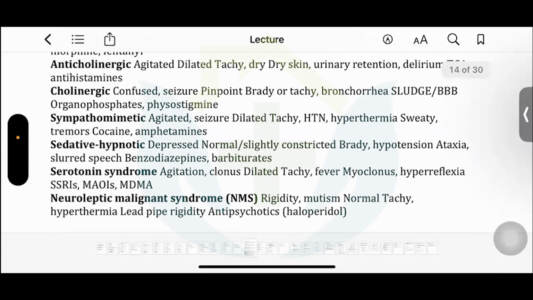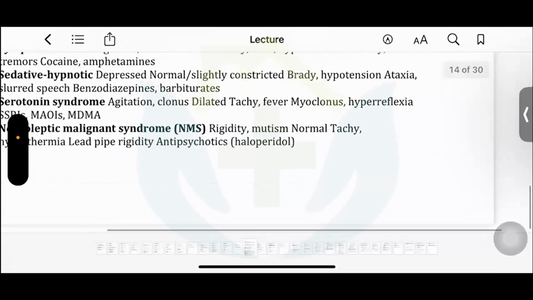The overlap is with neuroleptic malignant syndrome, which also presents similarly with rigidity, a silent mute patient with normal sized pupils, patient having tachycardia, malignant hyperthermia, temperatures of 107, 105, lead pipe rigidity, and usually haloperidol or metoclopramide also can lead to such a condition. And sometimes the shorter version of NMS, that is oculogyric response or oculogyric syndrome, may be present in the patient.